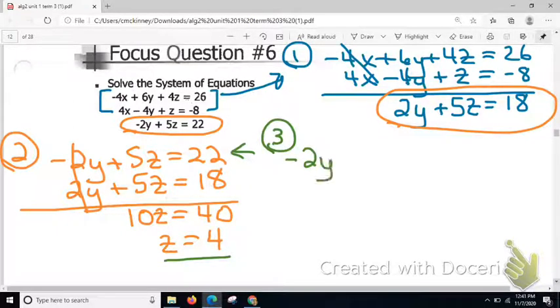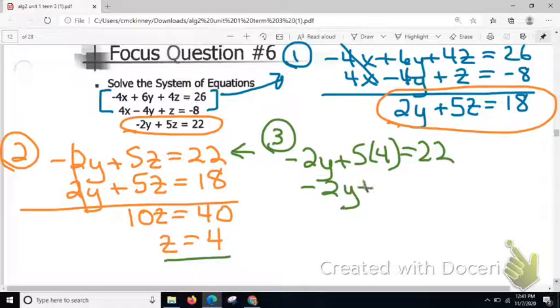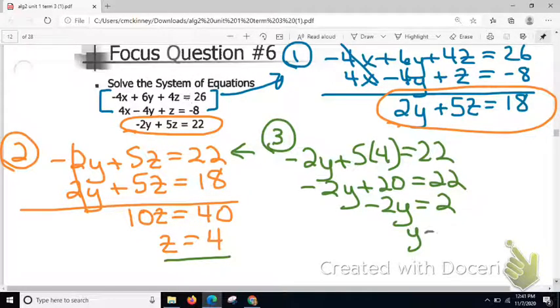Negative 2y plus 5 times 4 is equal to 22. So I just take it back to either of these two that I just used. Don't take it back to one of those ones with 3. It's not really going to be helpful there yet. So negative 2y plus 20 is 22. 5 times 4 is 20. Now solve for y, two-step equation, subtract 20. Divide by negative 2. So y is negative 1.